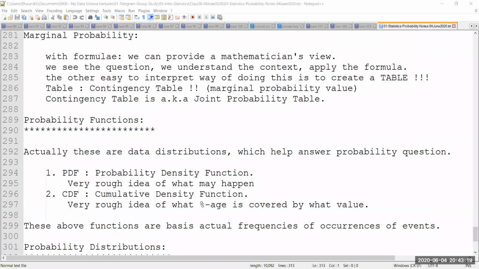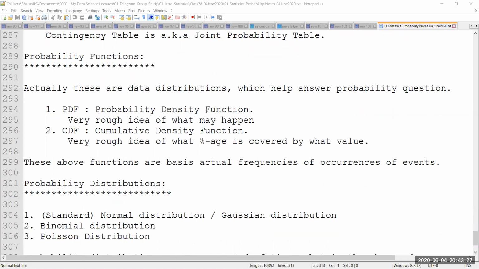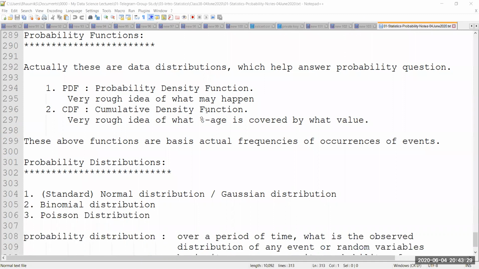Let me share my screen and let's go through some of the distributions. So, until the last to last day, we looked into probability density function. We looked into cumulative density function. And now we are going to look into the rest of the probability distributions.